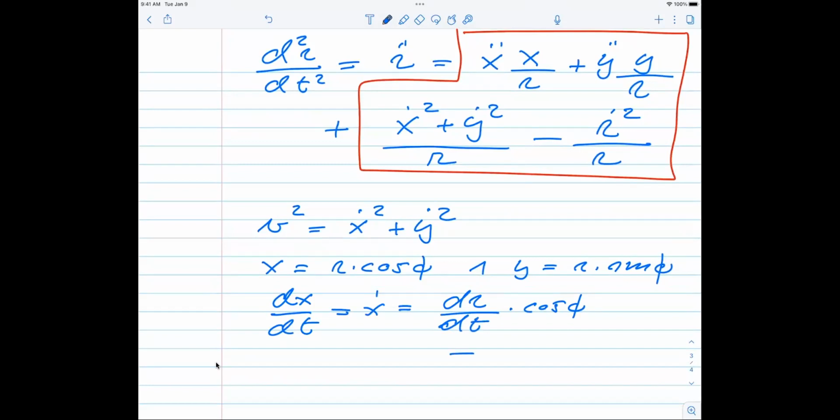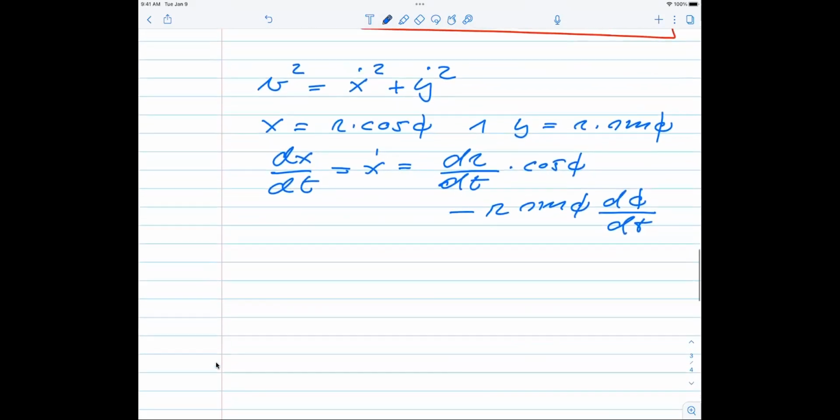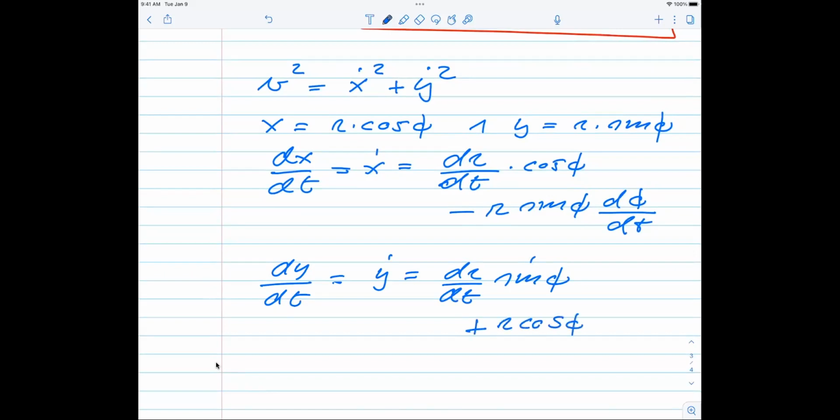So I get a minus, and then I have an r, and then a sine phi, and then I have to plug in a dphi/dt. So this is again just applying the chain rule. Is everything okay? It's not the most exciting thing we're doing, but we need to do this. And then I take the same with dy/dt. This gives us simply dr/dt times sine of phi, and then plus r times cosine phi times dphi/dt.